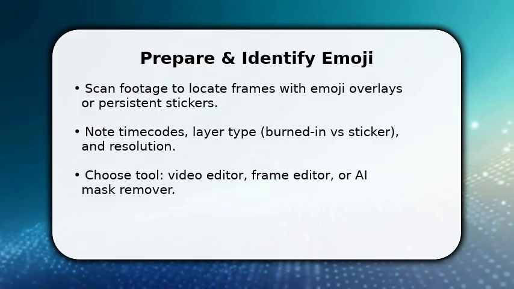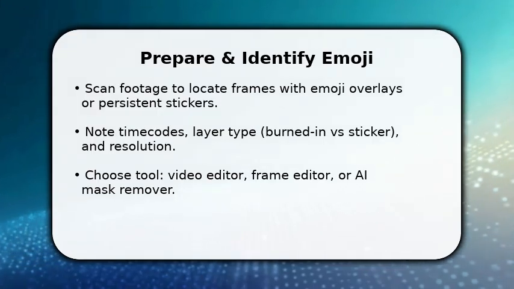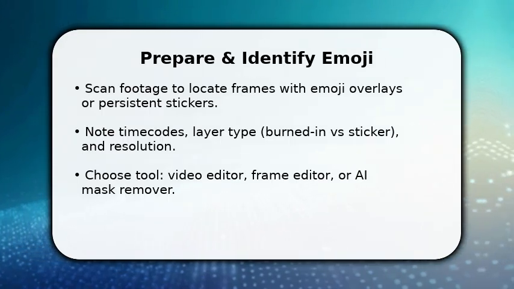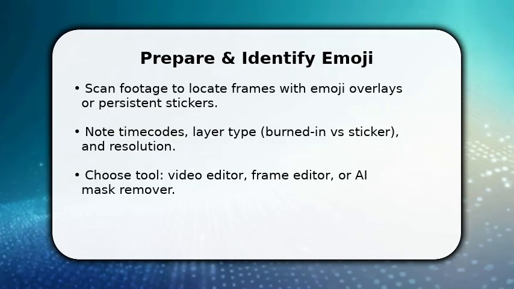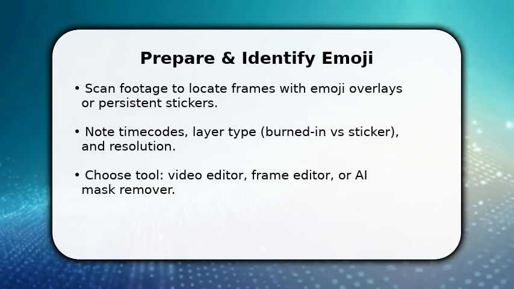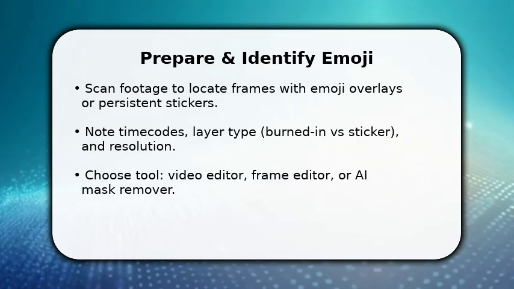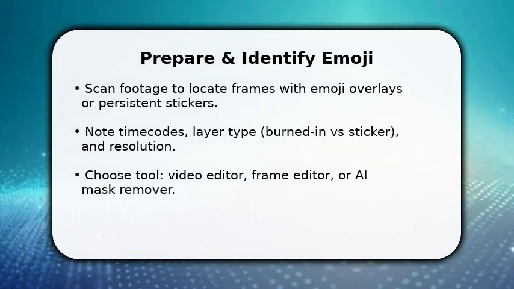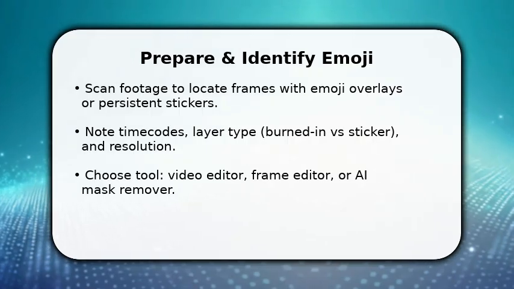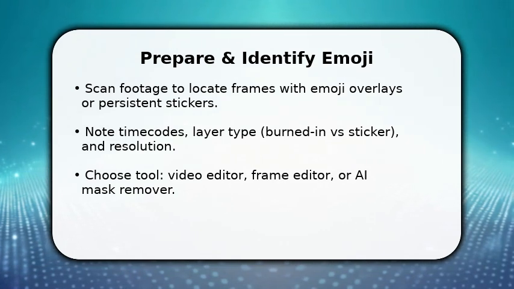You begin by locating every emoji in the clip. Scrub the timeline and mark exact time codes so you don't miss moving stickers. Once done, determine whether the emoji is burned into pixels or exists as an overlay layer, because that changes the method. Make sure to set project resolution to match source and pick a tool: traditional editor for manual painting, content-aware fill for short burns, or AI mask removal for complex motion. This gets you ready to remove accurately and efficiently.